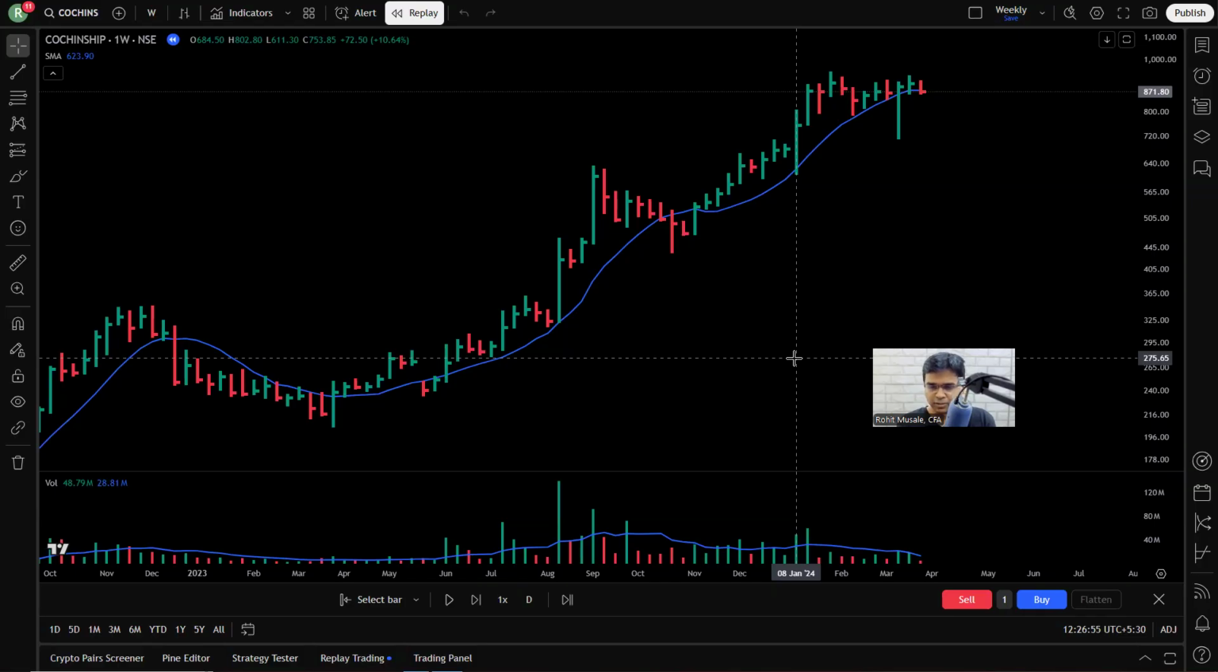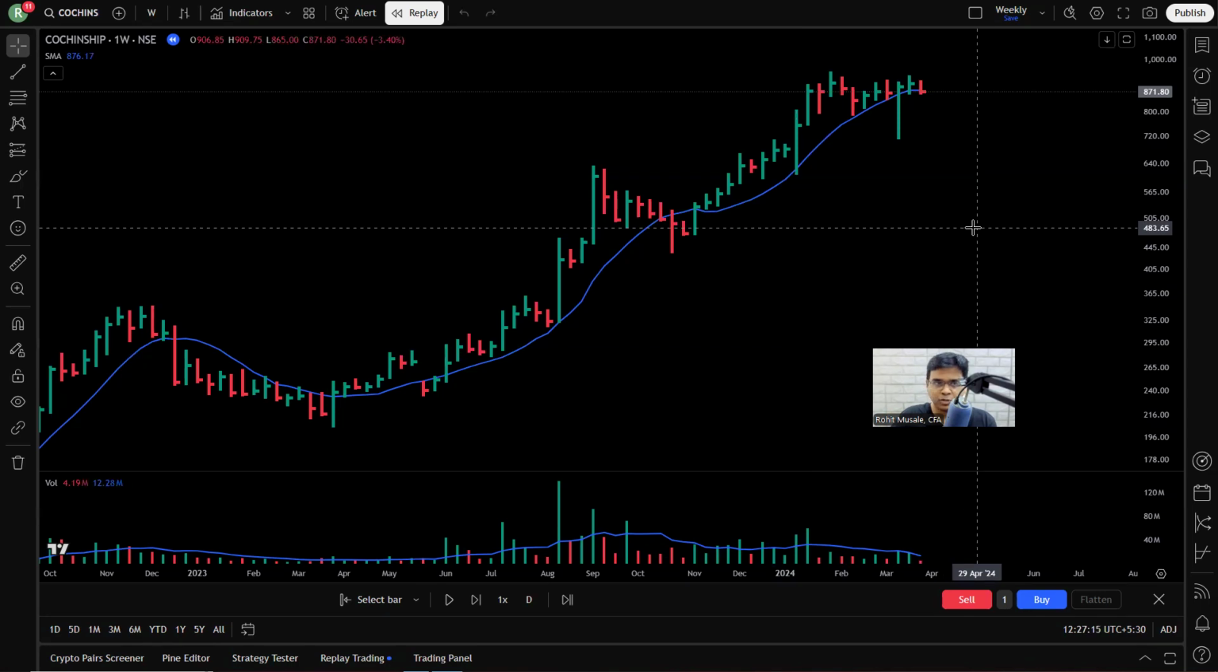Okay, this might sound very similar, both the points, but there is a difference, and I will tell you it's a very vital difference. I will explain to you because this chart of Cochin Shipyard is the best example of what I just mentioned. Okay, so this is Cochin Shipyard weekly time frame chart.